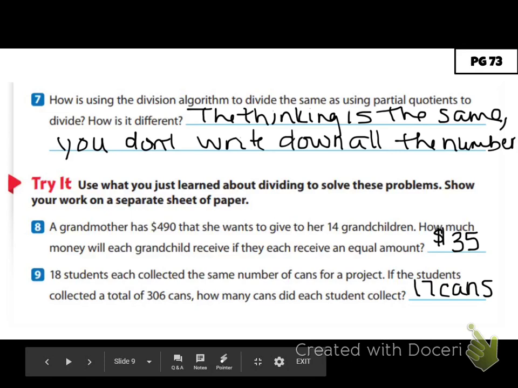Okay, now that you've worked it out, you can check your answers here. You can see if you take 490 and divide it by 14, you should get a total of $35 for each child. And for number 9, if you took 306 cans and divided it by 18 students, you would see that each student collected 17 cans.